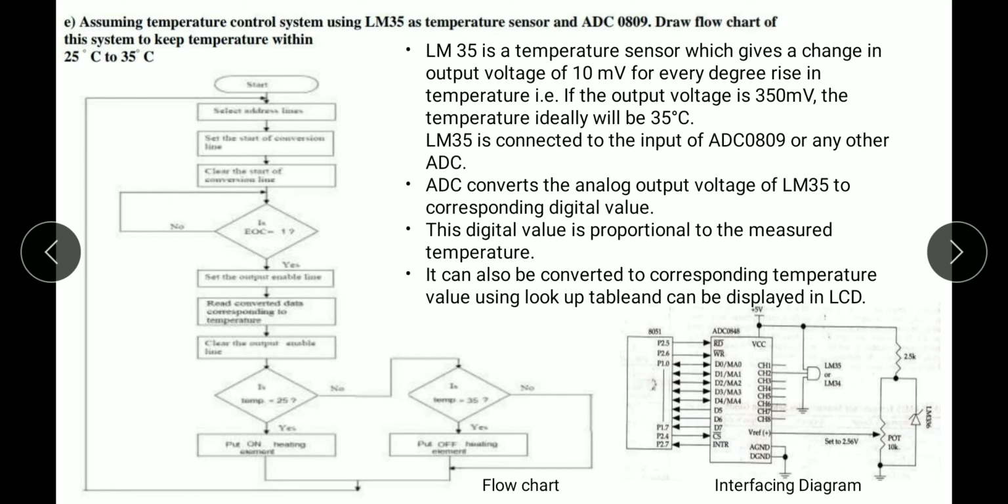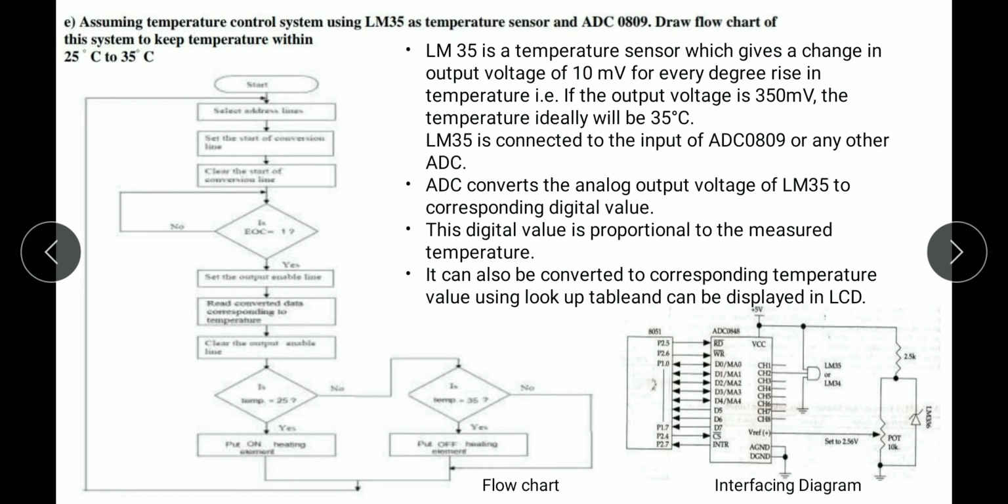After that, this is the LM35 temperature control system, using the LM35 as a temperature sensor and an ADC interface. We have to draw the flowchart of this system to keep the temperature within 25 degrees Celsius to 35 degrees Celsius. So here this is nothing but the flowchart. Okay, we can draw the flowchart like this.